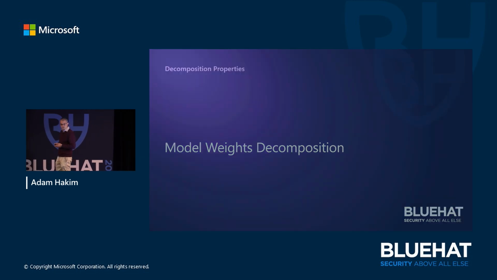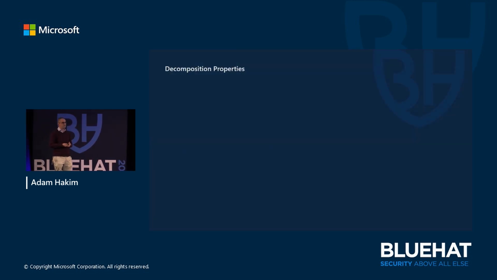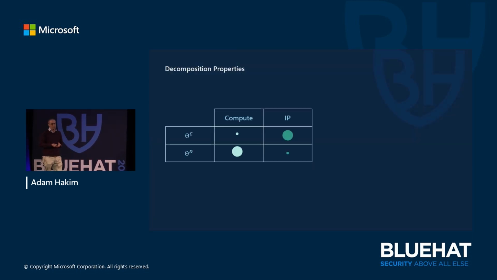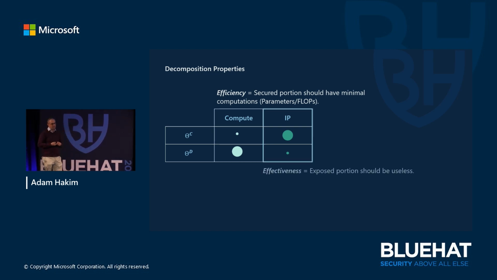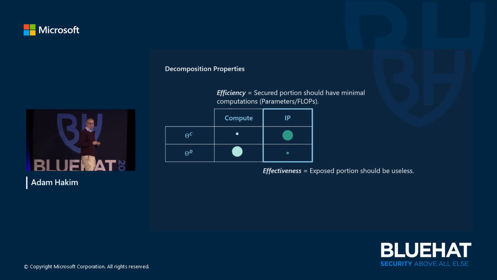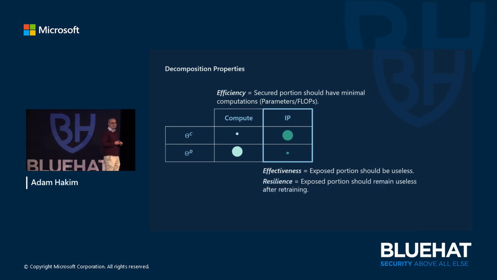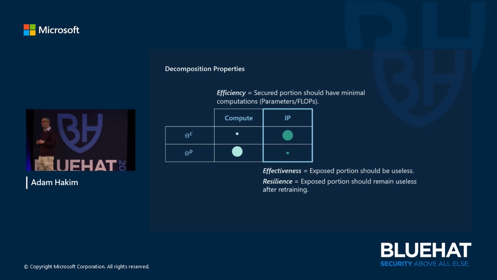So how do we achieve these properties? Let's define these properties a bit better. One property we call efficiency. The secure portion should have minimal computations, or we can say parameters per flops, as possible. Effectiveness is about the exposed portion being entirely useless. And resilience is about the exposed portion remaining useless even after we try to retrain it.